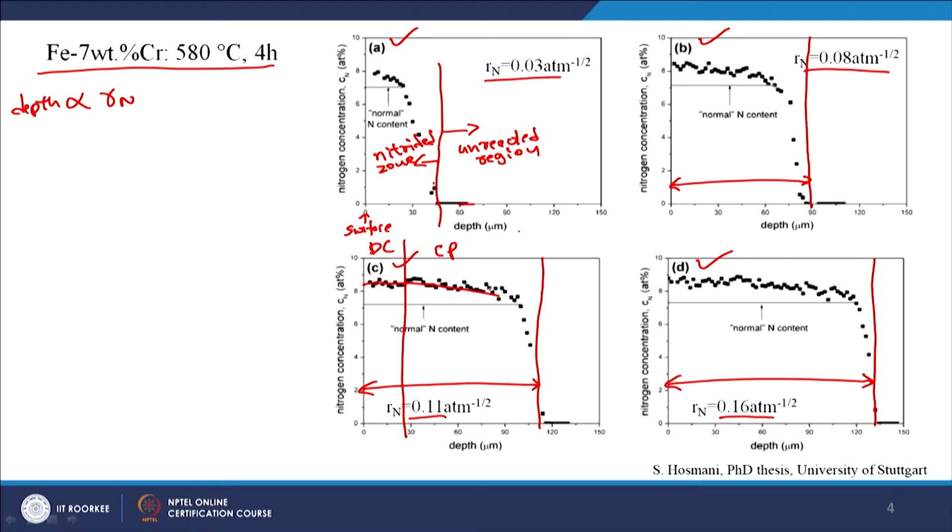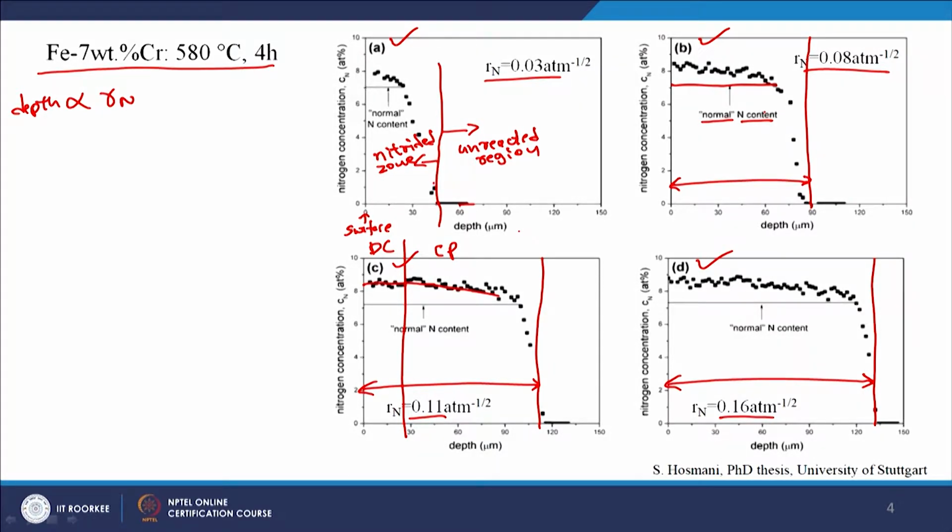So, now I want to draw your attention to another feature which is shown in all these A, B, C, D pictures, okay. You see one level is indicated, this line, and it is called the normal nitrogen content. What is the meaning of this?